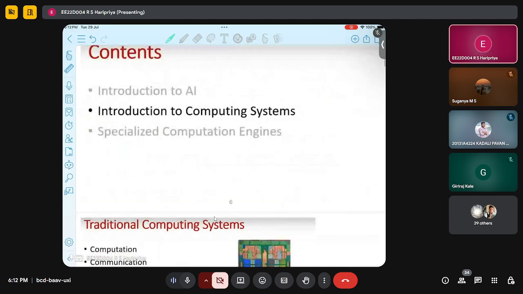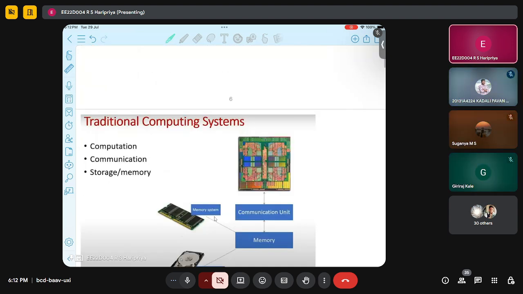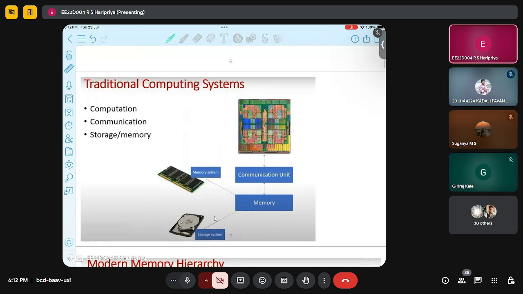Next we will look into the computing systems. We will look at some of the computing systems that are available and what kind of computing system will be suited for an AI benchmark. An AI benchmark means one which has high computational demand, computational complexity, or computational density.